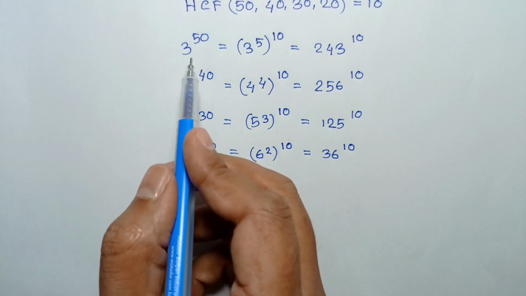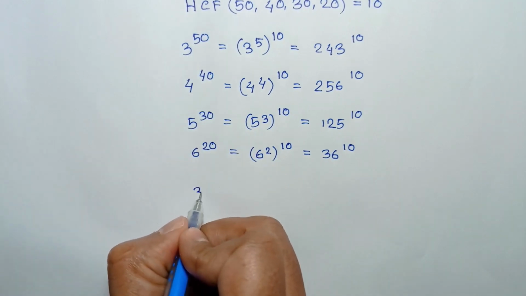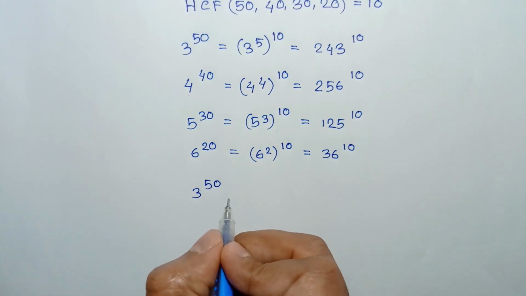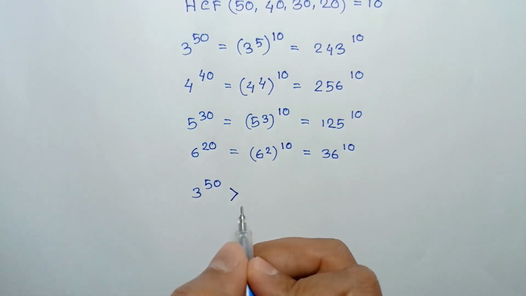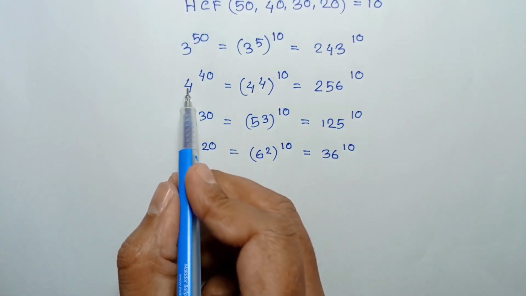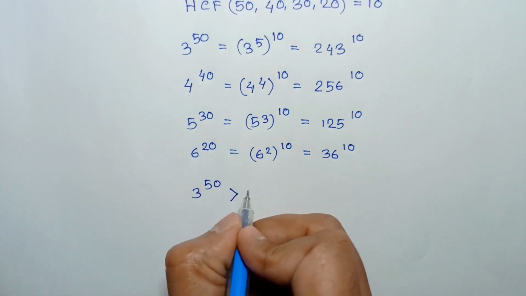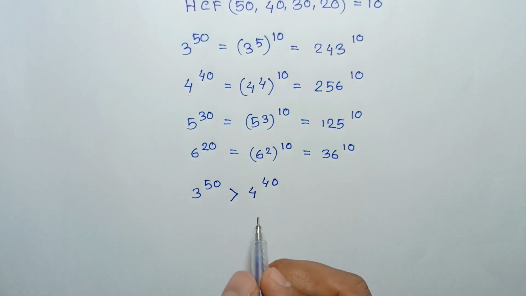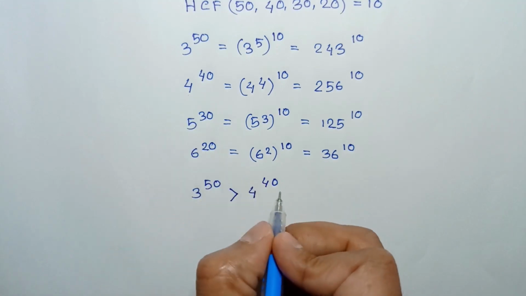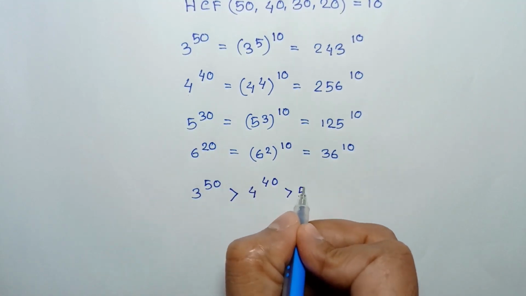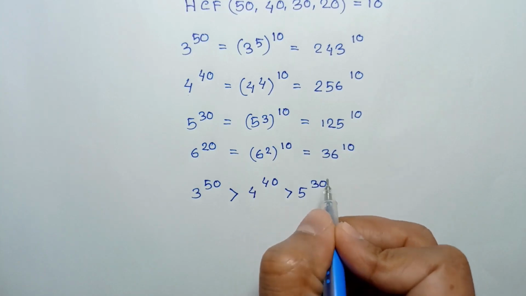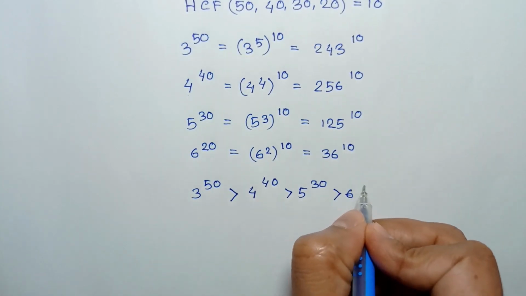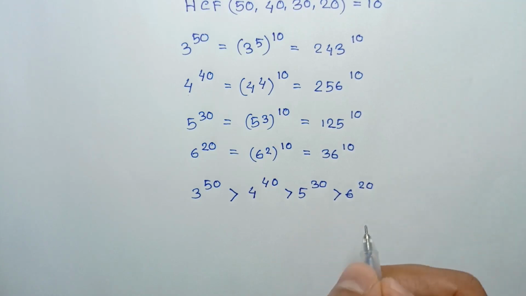So 3 to the power 50 is the largest among these numbers and 4 to the power 40 is the second largest, and next after that is 5 to the power 30, and 6 to the power 20 is the smallest number among these.